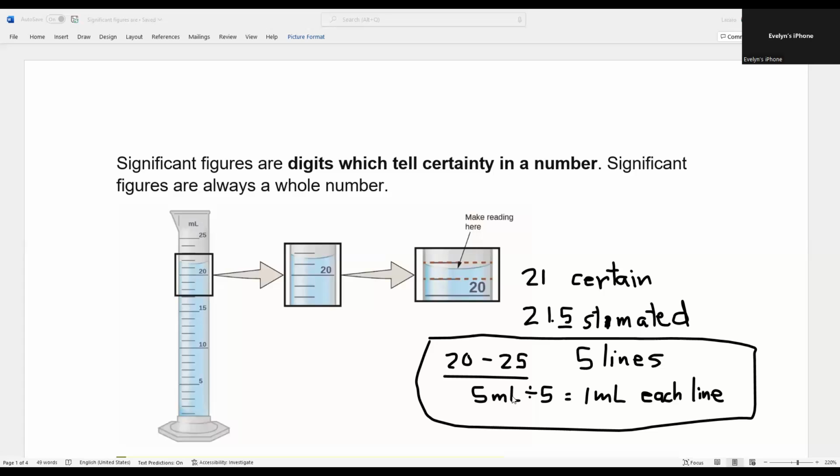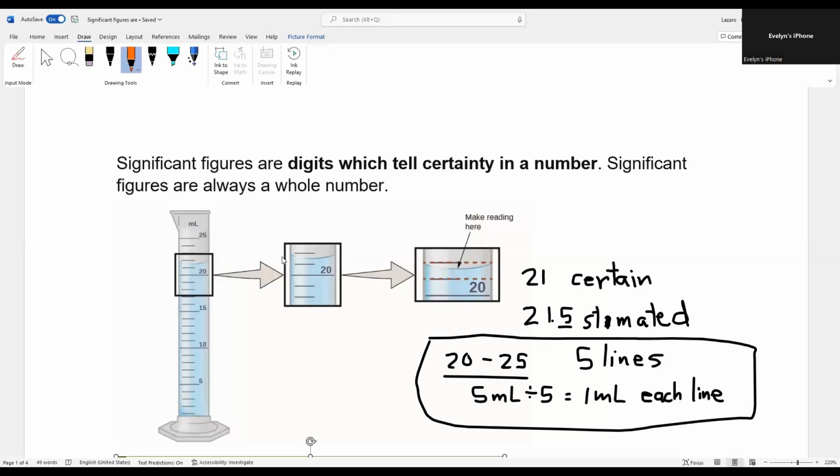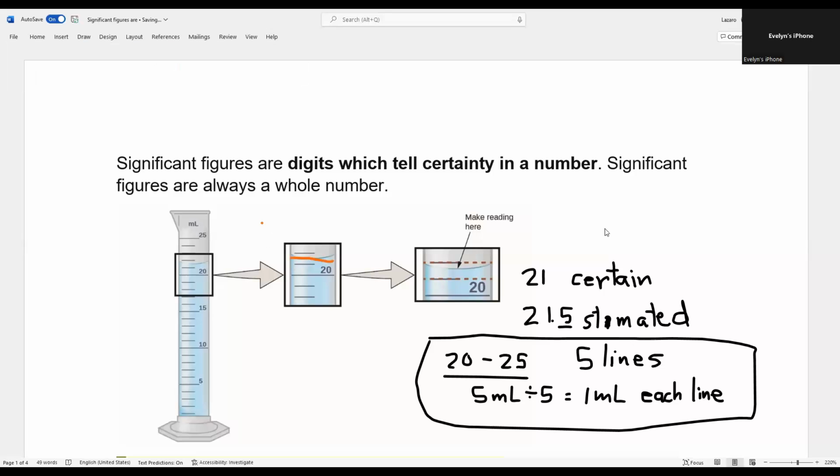Is it okay? Then if you divide 5 milliliters by the number of lines, you will see that every line represents 1 milliliter. Then you say, well, the meniscus of the liquid, that is this one that you can see here. This is what we call the meniscus, the lower part of the measurement of the volume. Then you see that it is between this line and this line, but this line is 21, and this one is 22.